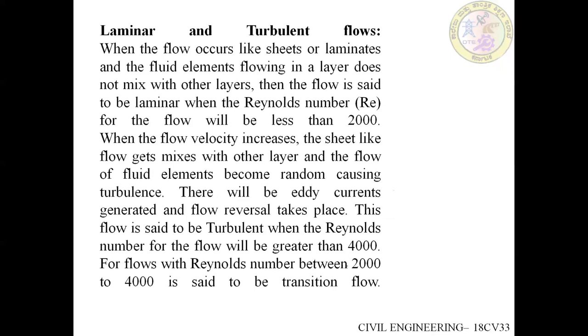When the flow velocity increases, the sheet-like flow gets mixed with the other layers and flow of the fluid elements becomes random, causing turbulence, and there is also a generation of eddy currents and flow reversal also takes place. So this type of flow is called turbulent flow. So if the Reynolds number is greater than 4000, then we classify the flow as turbulent flow. If the Reynolds number value lies between 2000 and 4000, then the flow is classified as transition flow.